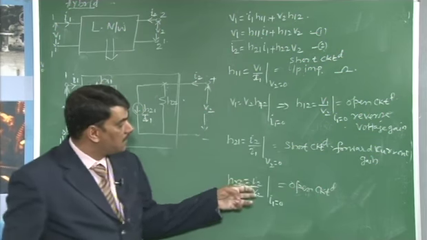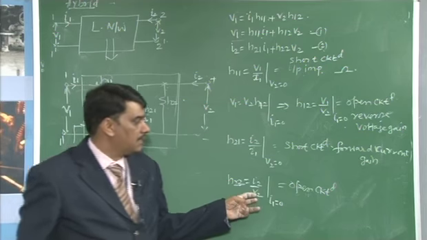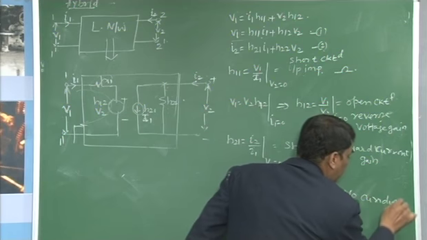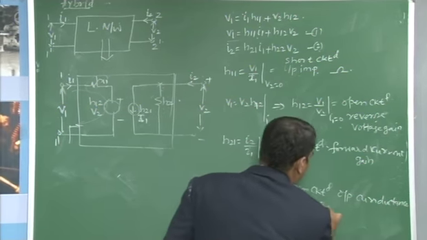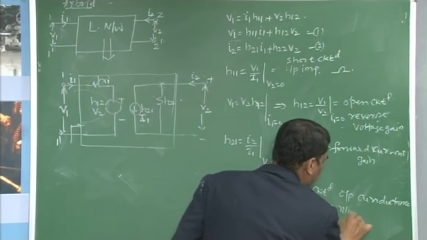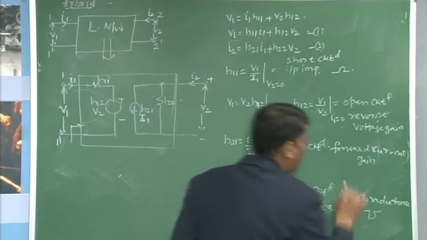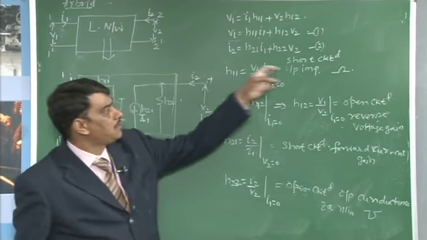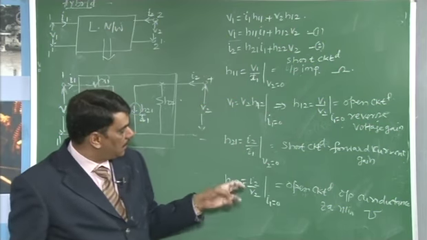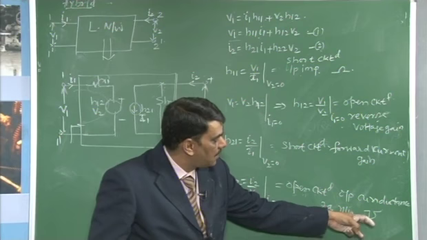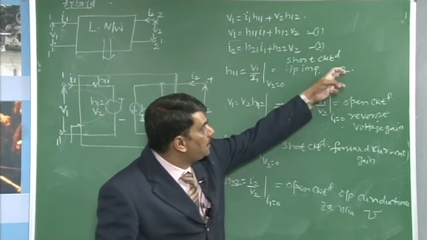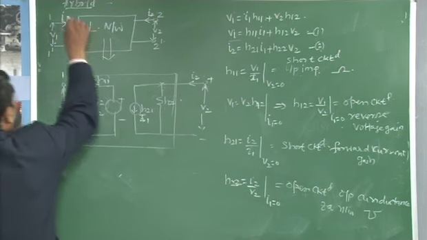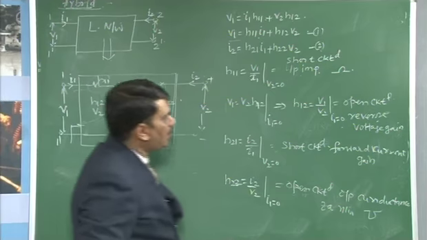This ratio, I by V, according to Ohm's law is nothing but a conductance. Hence it is known as the open circuited output conductance of a network. Its units are mhos, or it is also known as Siemens. The unit of H11 is ohms, V1 and V2 are dimensionless, and H22 is measured in mhos or Siemens. Hence these units are different, and this network analysis is known as hybrid network analysis.